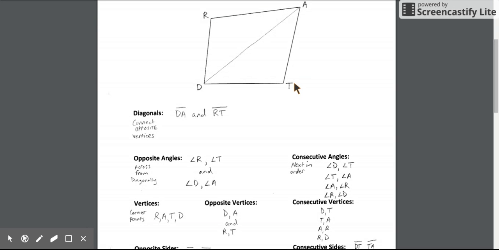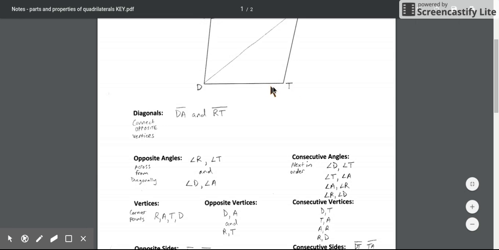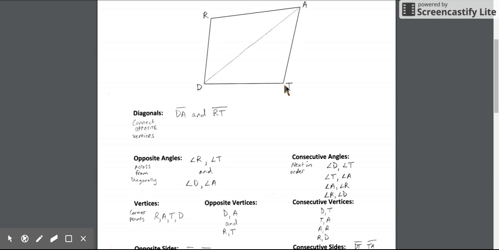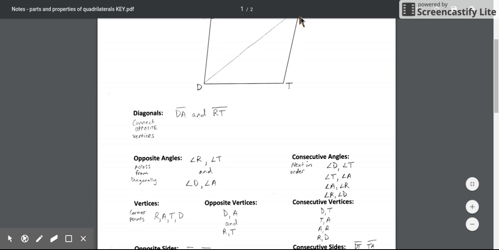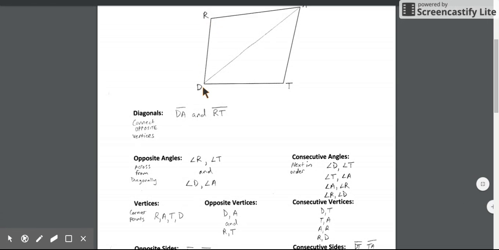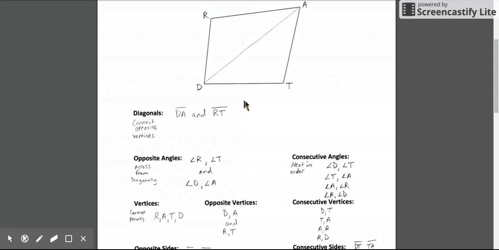Consecutive vertices are similar to consecutive angles in that they are corners that come next in order around the shape, or are next to each other. So vertex D and vertex T are consecutive vertices. Vertex T and vertex A are consecutive. Vertex A and vertex R are consecutive. And the last pair, vertex R and vertex D, are also consecutive. So four pairs of consecutive vertices.